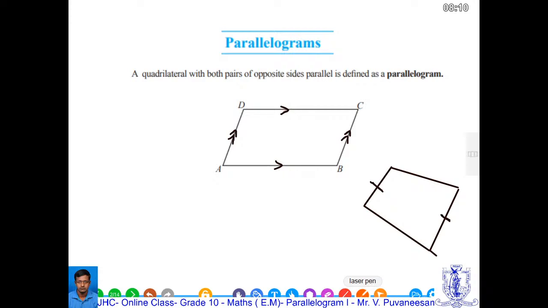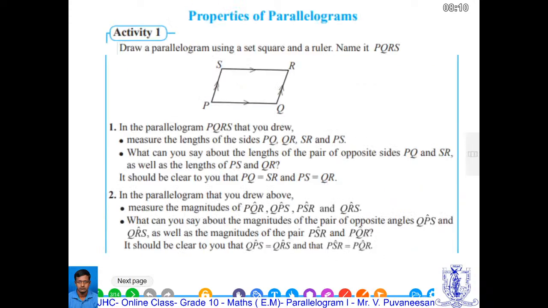If we consider a parallelogram, there are many features. Now let's see the features, the properties of a parallelogram. There are many properties. There is an activity in your textbooks.